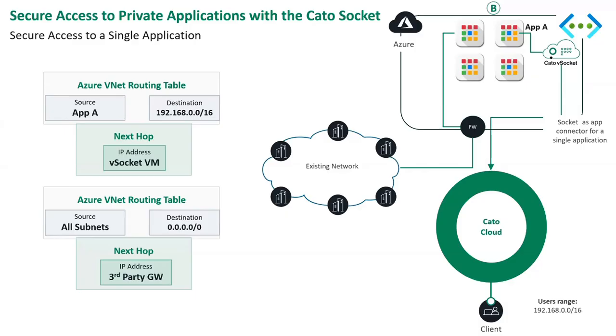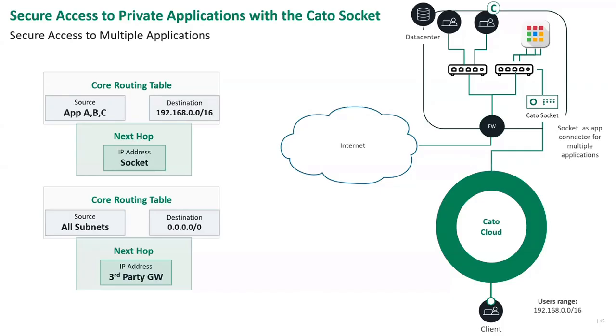So if an application wants to access the internet, if it needs to download some software image or whatever, it will route the traffic towards a third-party gateway, a NAT gateway, a firewall. But this vSocket is deployed here because users need to access an application. So in this example, the 192.168 range basically represents users behind the CATO cloud, right? So the users can access the application in a symmetric manner.